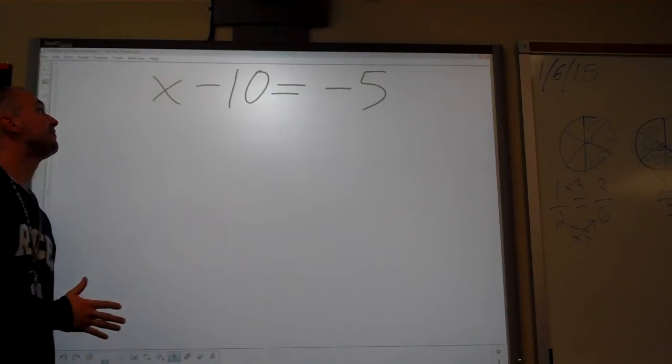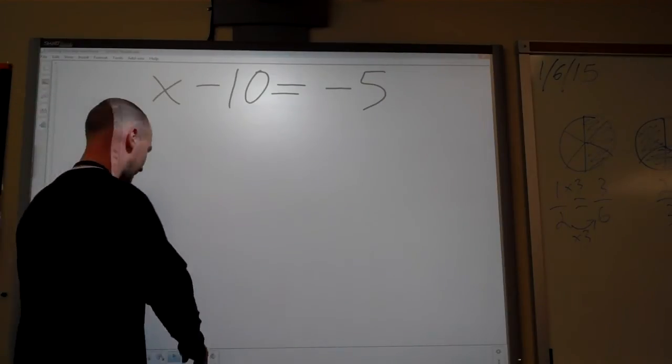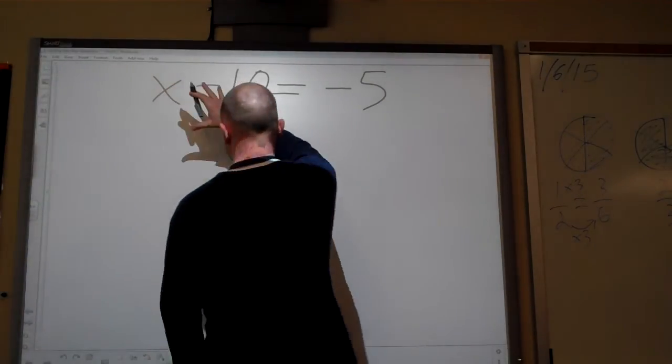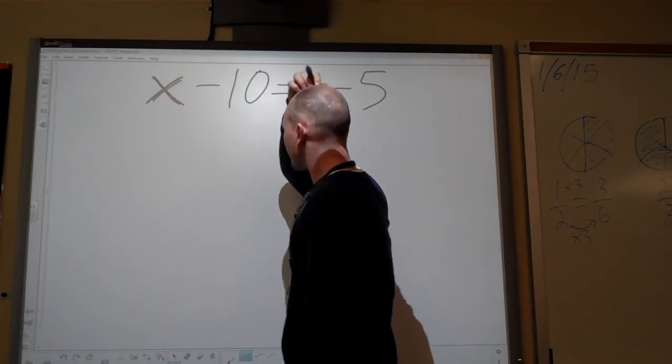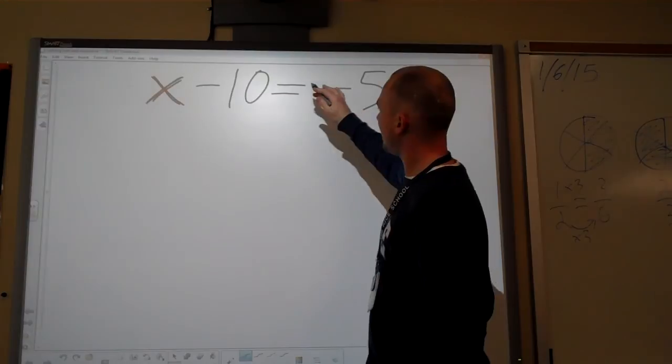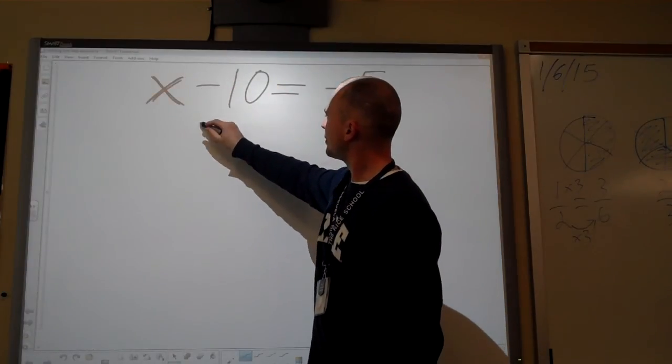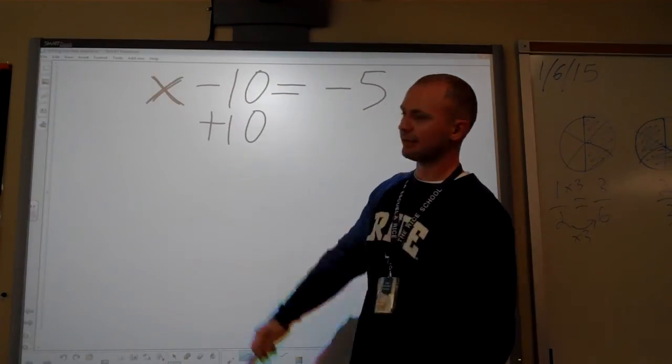All right, x minus 10 equals negative 5. So we want to get x by itself. We want to isolate our variable. Our variable is x. So x minus 10 equals negative 5. To get rid of this minus 10, we're going to add 10. We're going to do the opposite.